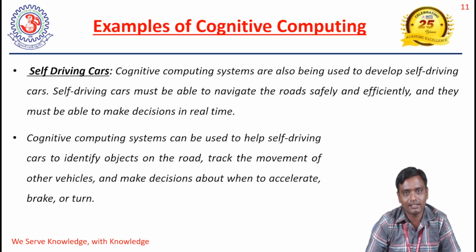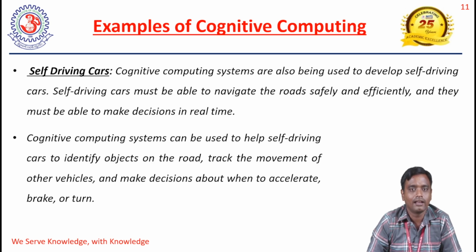Likewise, self-driving cars should be able to navigate on the roads very safely and efficiently. They should not harm others, and should not cause any unnecessary accidents, etc. In such a case, cognitive computing systems can be used to help self-driving cars identify objects on the road. This is the first task. When training the system with the help of cognitive computing, it should be able to identify the objects on the road, track the movement of other vehicles, and make decisions about when to accelerate, when to apply the brake, and when to turn. So these are all the aspects of how cognitive computing will be applied in order to train self-driving cars.